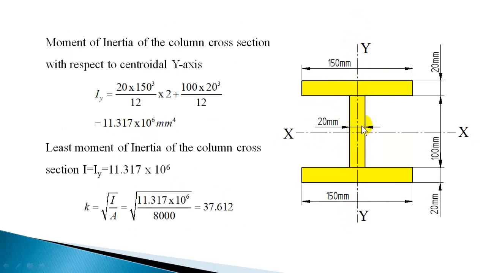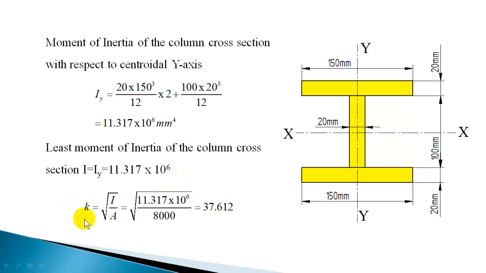So if the column buckles, it has to buckle in this direction, perpendicular to the y direction. It cannot buckle perpendicular to the x-axis; in that direction it has more resistance to buckling. So the easiest way for the column to buckle is perpendicular to the y direction, towards the x direction. So Iy is selected as the least moment of inertia, 11.317 into 10 raised to 6.